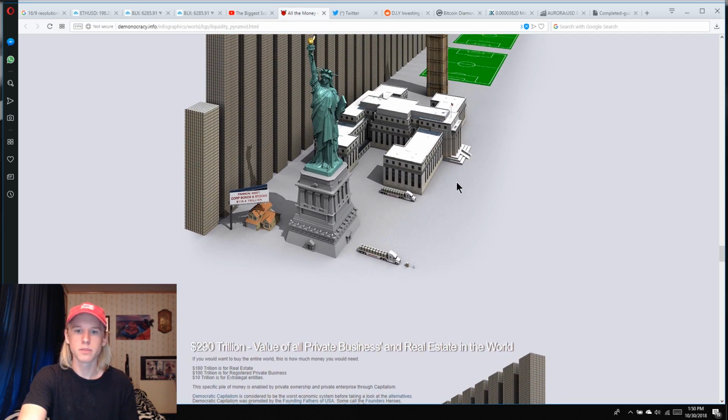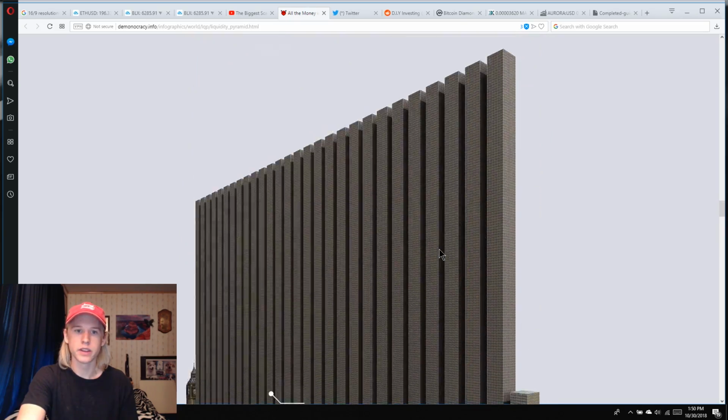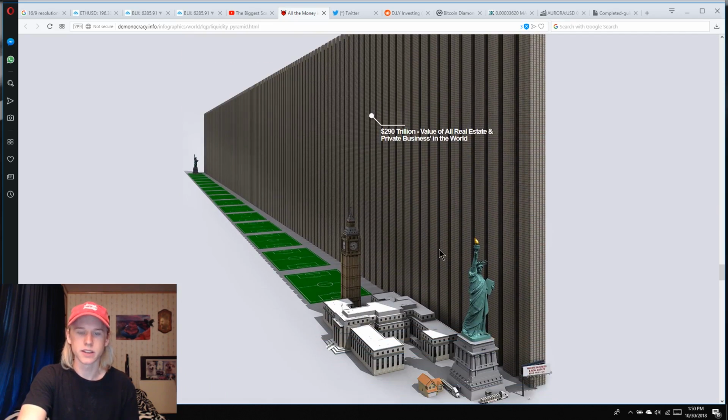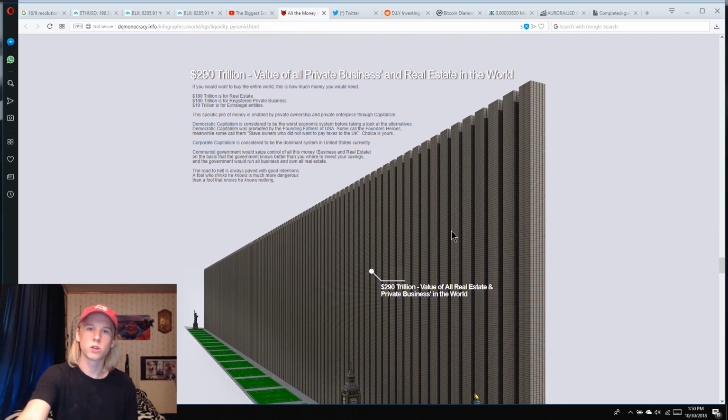Like currently, the value of Bitcoin is worth about 10 of these little trucks down here, compared to all of this that's just here. It's insane. I didn't realize how much value is in the world until you start to see something like this that can put it into a visual perspective. That's why I love this website so much.